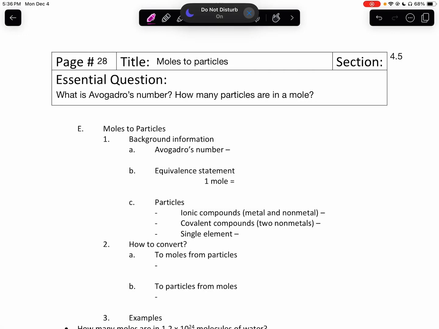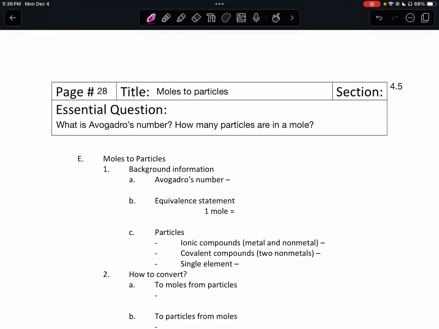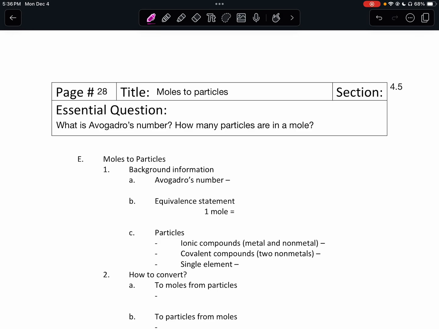Hi, students. Welcome back. Today we are going to talk about moles to particles. In our last video, we did grams to moles. Today we're going to go moles to particles. We're going to learn a little bit more about Avogadro's number. So, starting right off, please copy this top part in.